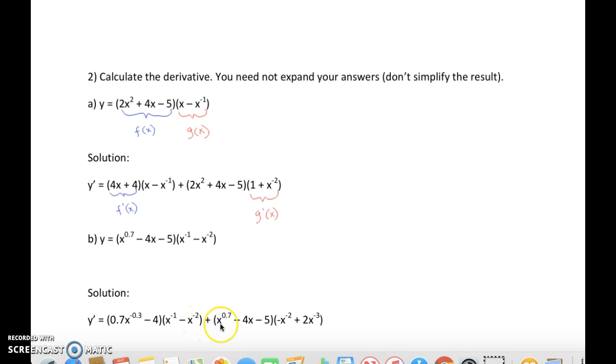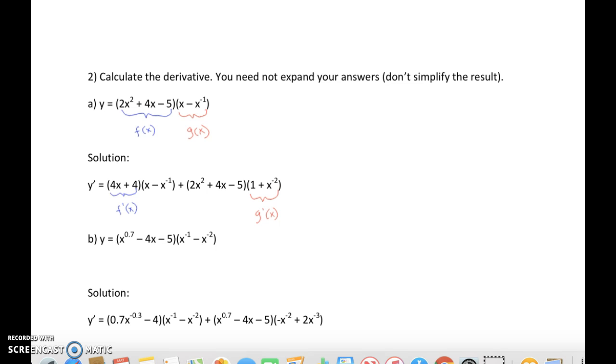We're going to add that to our f of x as it is, so x to the 0.7 minus 4x minus 5 times the derivative of our g of x, so we have a negative x to the negative 2 power plus 2x to the negative third power. And notice we're not simplifying either one of these. We're leaving them exactly as they are.